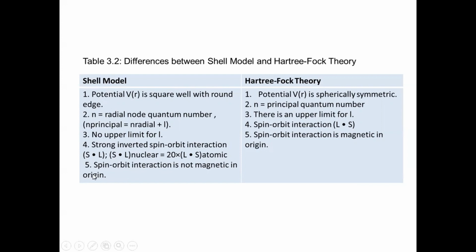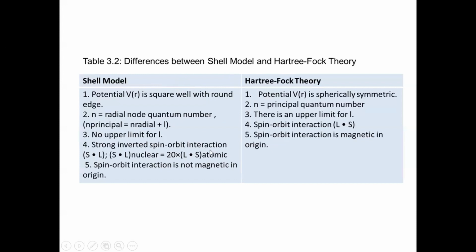For the shell model, these are the things. And if we look at the Hartree-Fock, the potential is spherically symmetric. It is not square. The principal quantum number is N. There is an upper limit on L. And the spin-orbit interaction is L dot S. The spin-orbit interaction is magnetic in origin, and it is not independent of the magnetic effects. So these are the major differences that we have to keep in mind in the shell model.